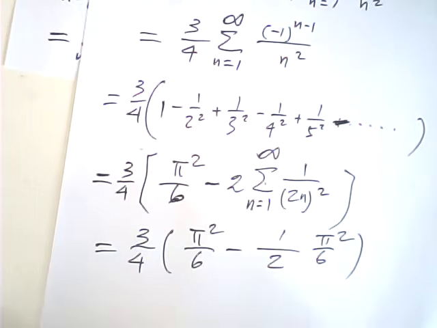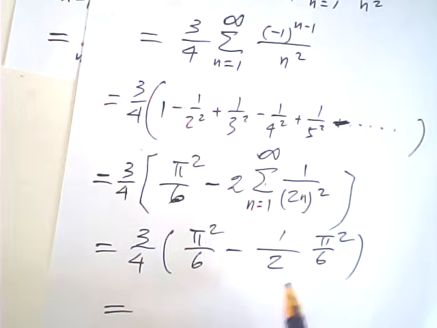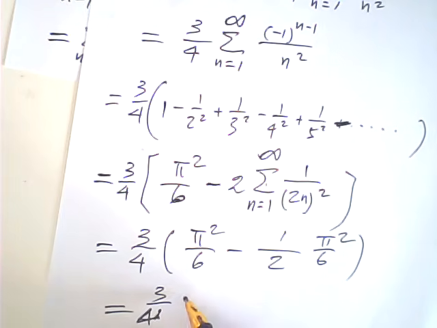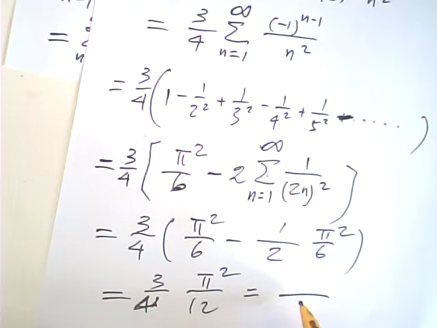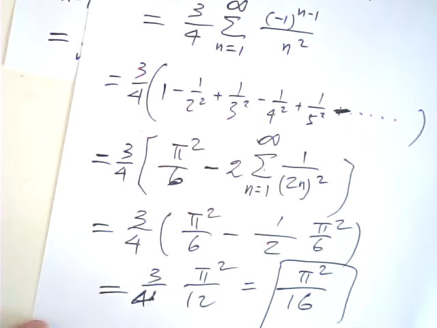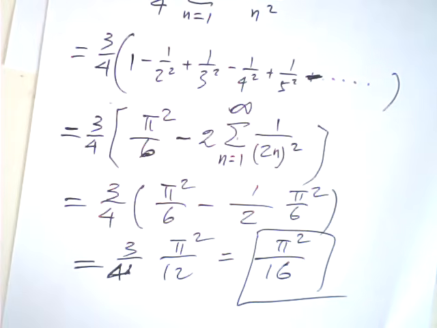Yeah, so that's a 12, huh? 3 over 4 times pi squared over 12. Oh, 6. Yeah, that makes 16. So this is the final answer. Very good.